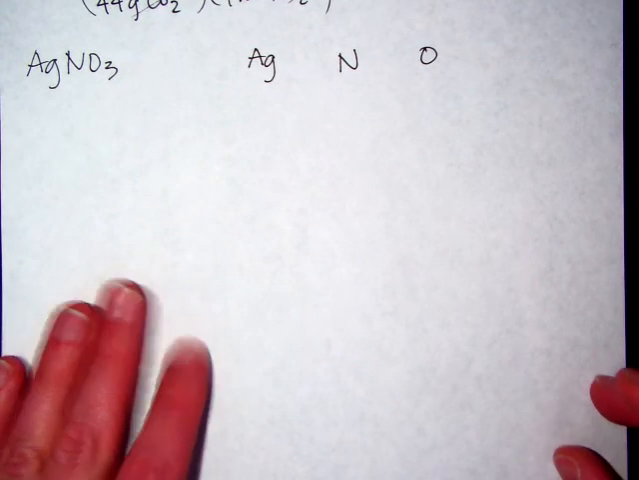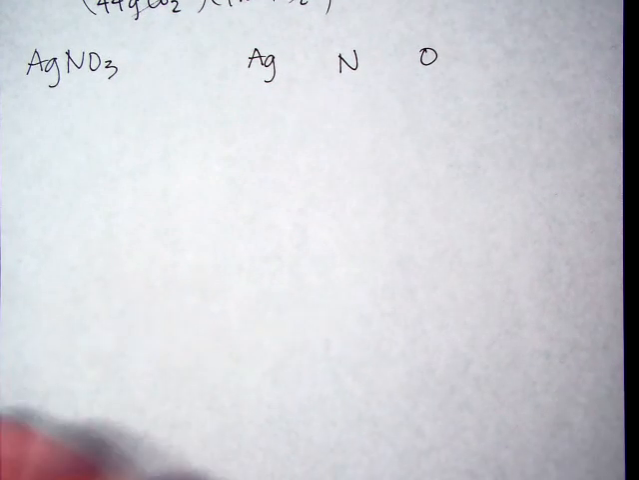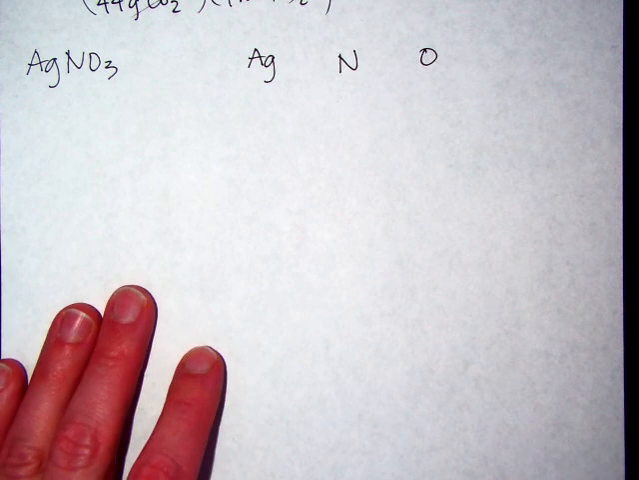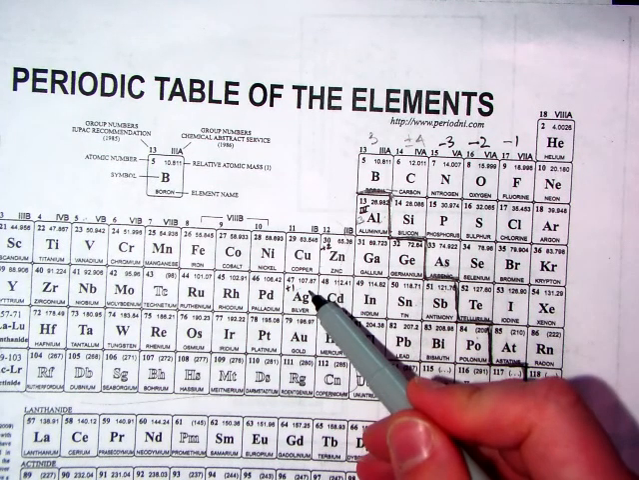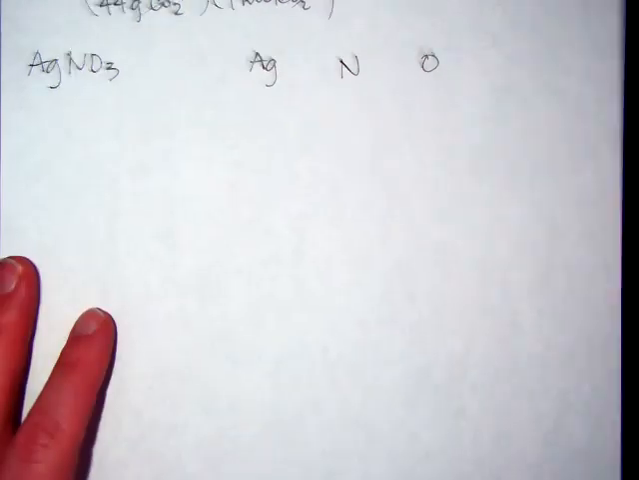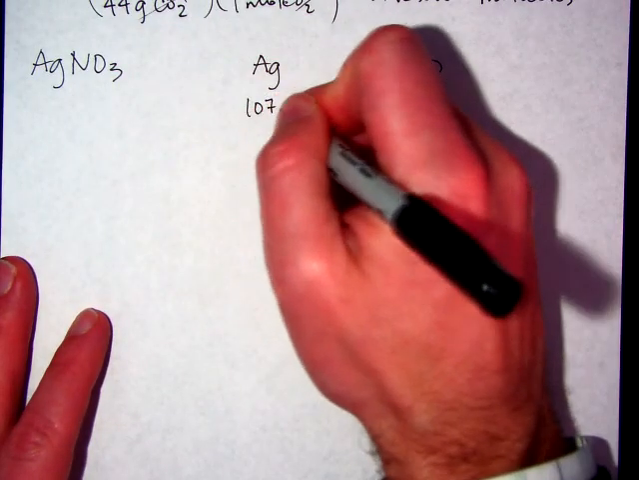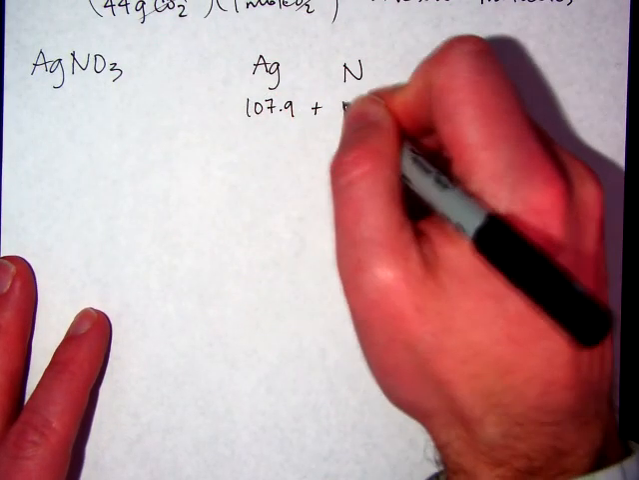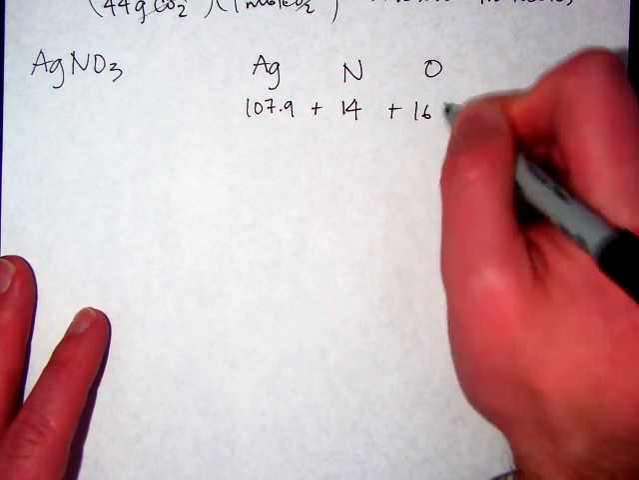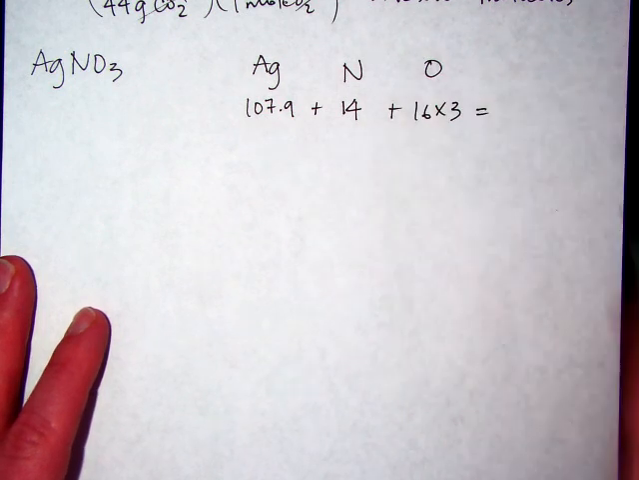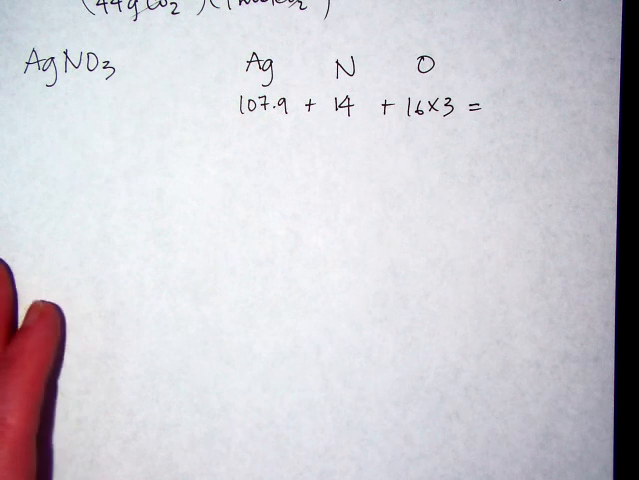Now, you might want to just copy this workflow because this is sort of a nice way to do things, but if you find an easier way to do it, that's totally fine too. So then you look up each element's individual molar mass just like you would have before. So you go find silver right here, and that's about 107.9. Then you look up nitrogen, which is about 14, and you look up oxygen, which is about 16, and there are 3 of them, so 16 times 3. Just like you would have in the past.